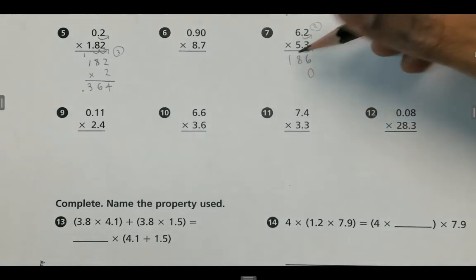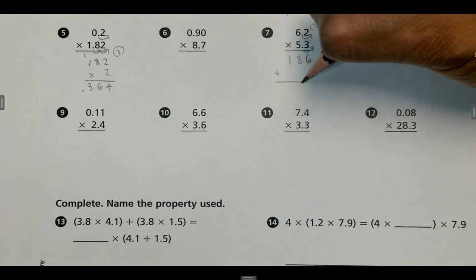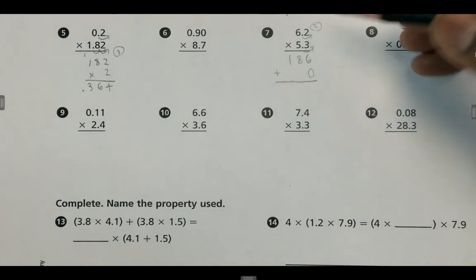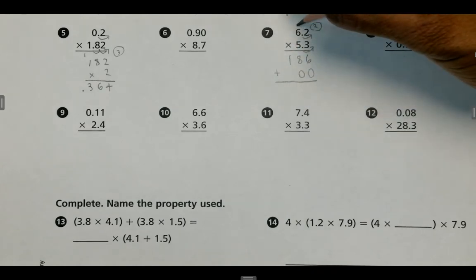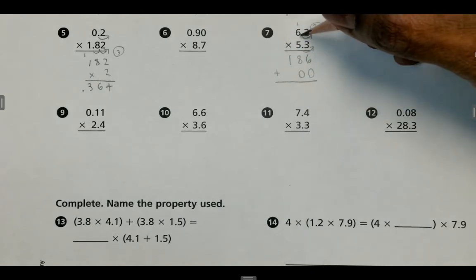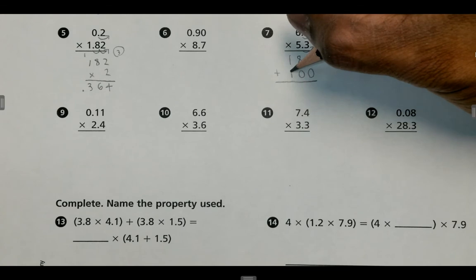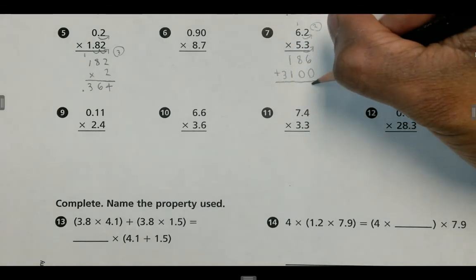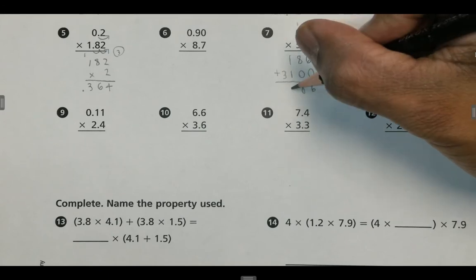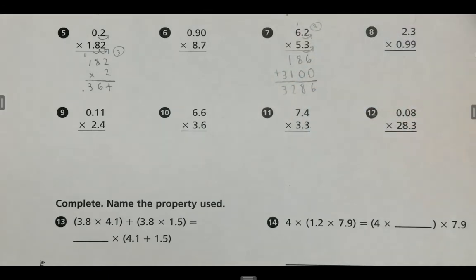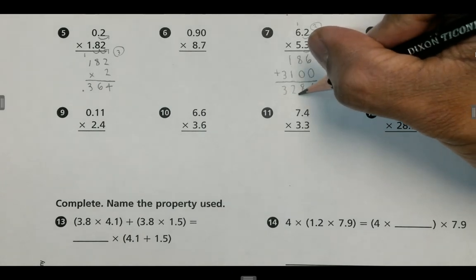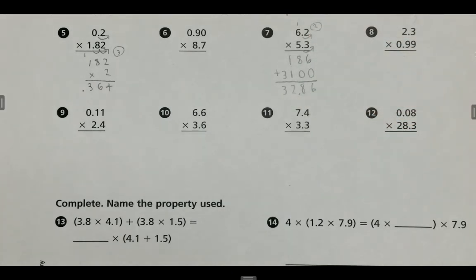Second row, put the 0 placeholder down. 5 times 2 is 10. 0 comes down, 1 gets carried. 5 times 6 is 30, plus the 1 is 31. Add up my columns. Come in from the end 2 places. Pew, pew. 32 8600ths.